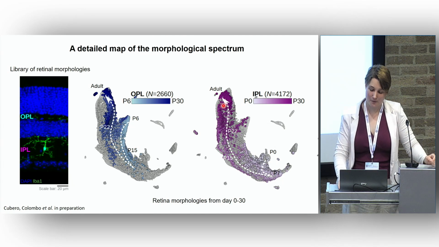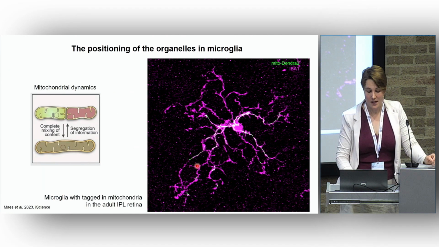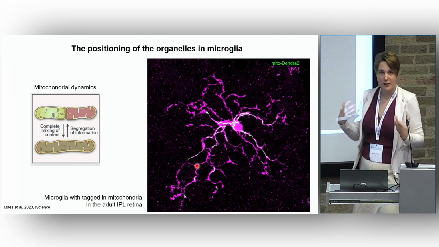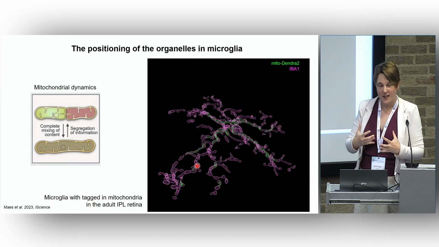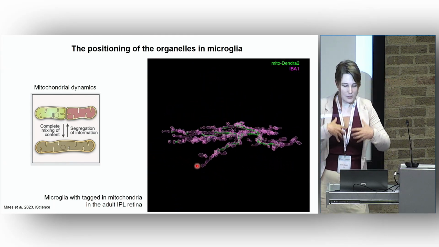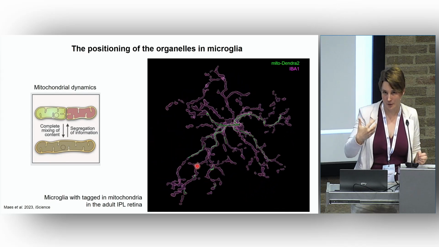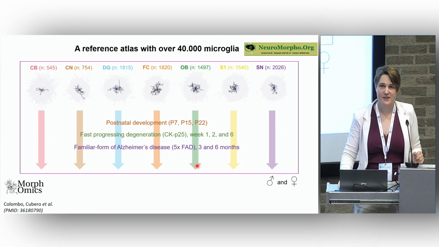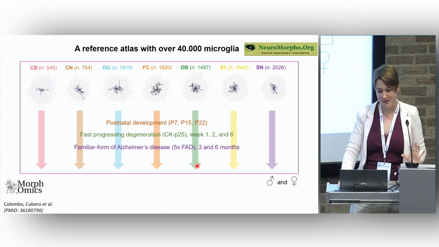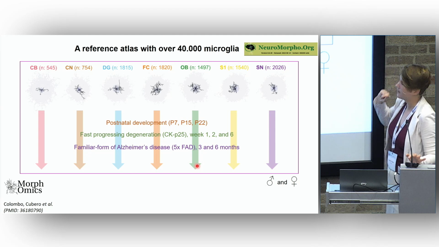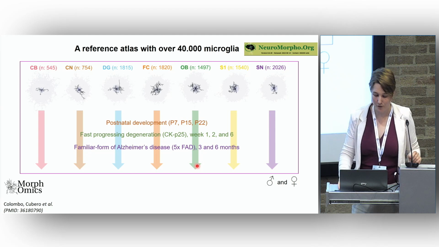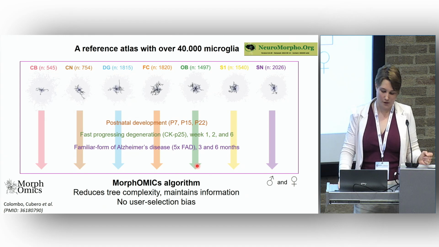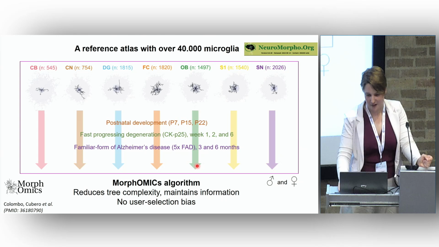And then to sum up further, we are now also looking at features that are associated with the microglia, like the mitochondrial distribution, which we think is also a very important parameter to predict the microglia morphology and will be informative for further insights. So in summary, we have generated a reference set of over 40,000 microglia. You can find the 3D morphologies all uploaded on neuromorpho.org. And we generated a morphomics algorithm to reduce the tree complexity and information to user selection biases.